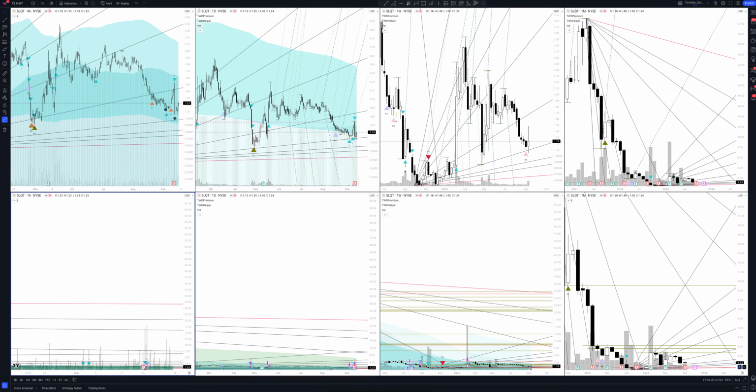Look at Selectquote stock. Let's analyze the market situation and find out how you can make money on it. Let's start.